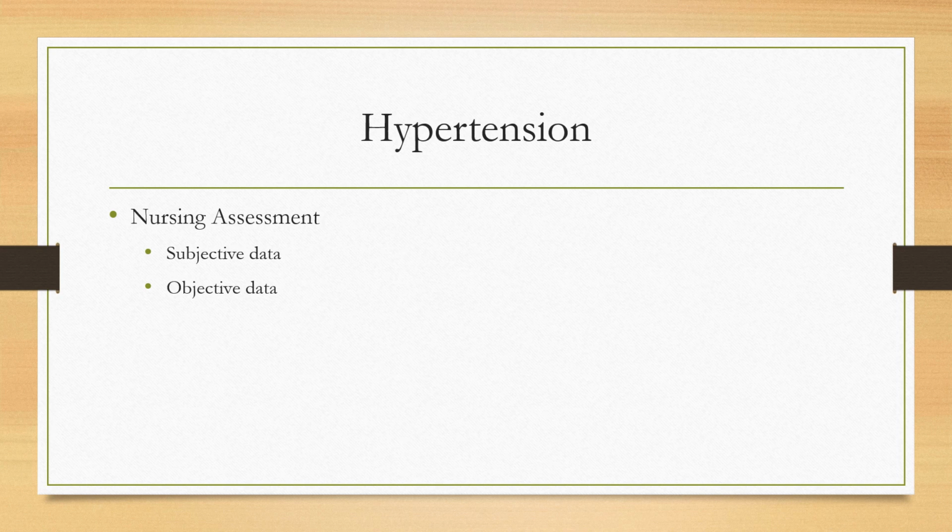Now, when we go to objective data, of course, we want to get our blood pressure. We want to find out if our patient is hypertensive or has hypertension. We also want to assess our patient's heart sounds. We want to make sure that we listen to them with our stethoscope and report any abnormal findings to the physician. We also want to check our pulses for our patient. We want to check if they are obese or if they have a BMI of greater than 30. We want to assess our patient's mental status or our neurologic system.